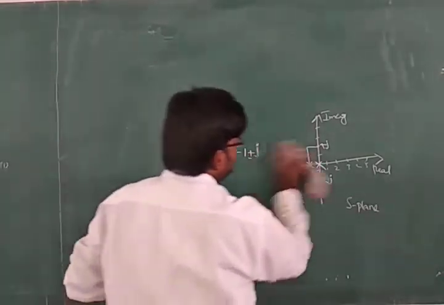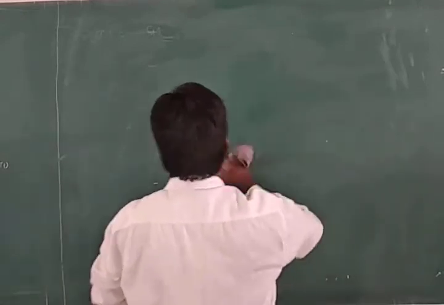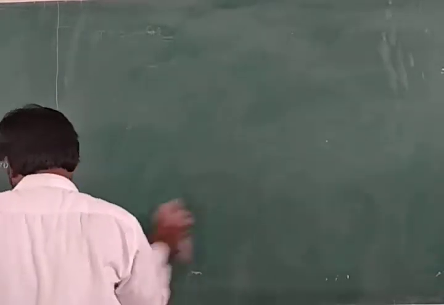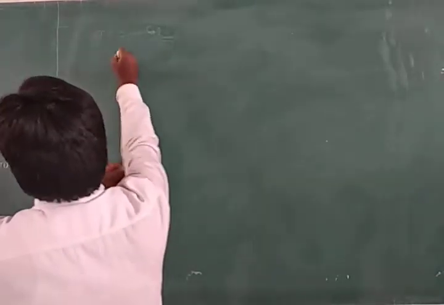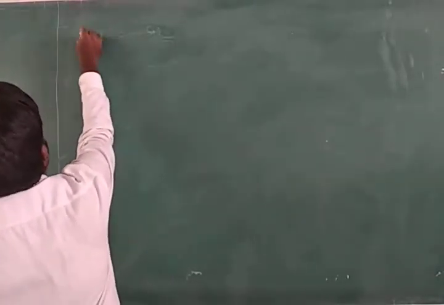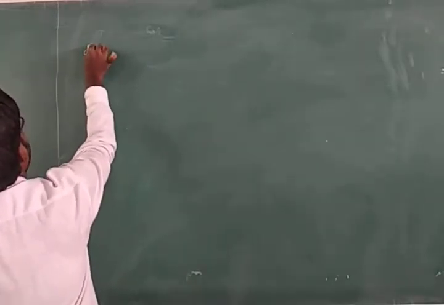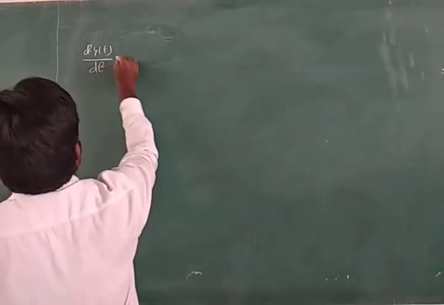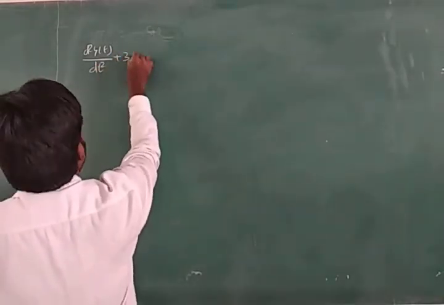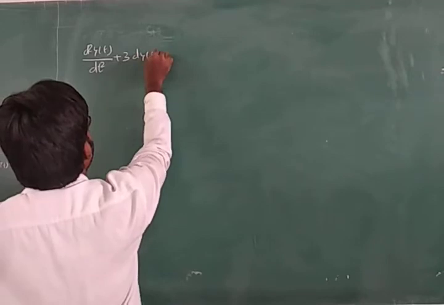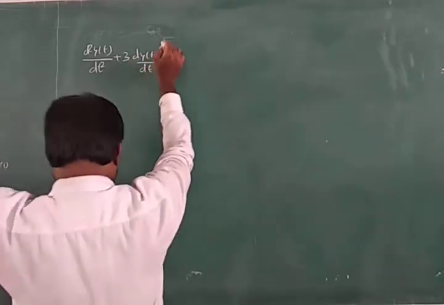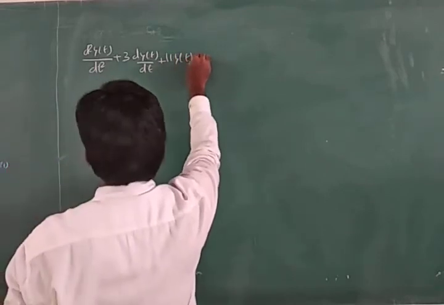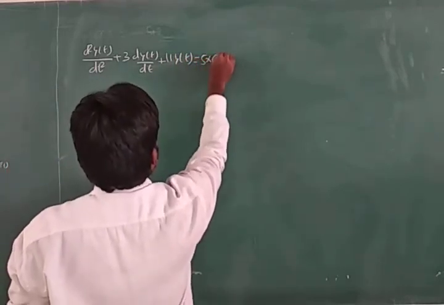Transfer function problems are solved using Laplace transformation. We need Laplace transformation to solve the transfer function problems. So given d square y of t divided by dt square plus 3 into dy of t divided by dt plus 11 y of t is equal to 5 x of t.